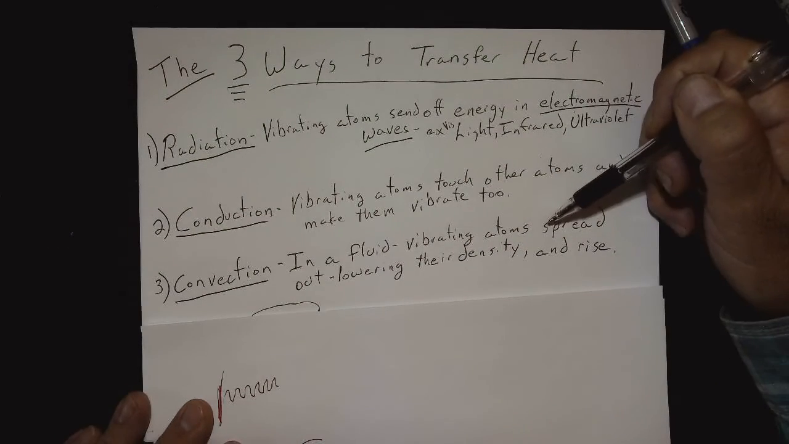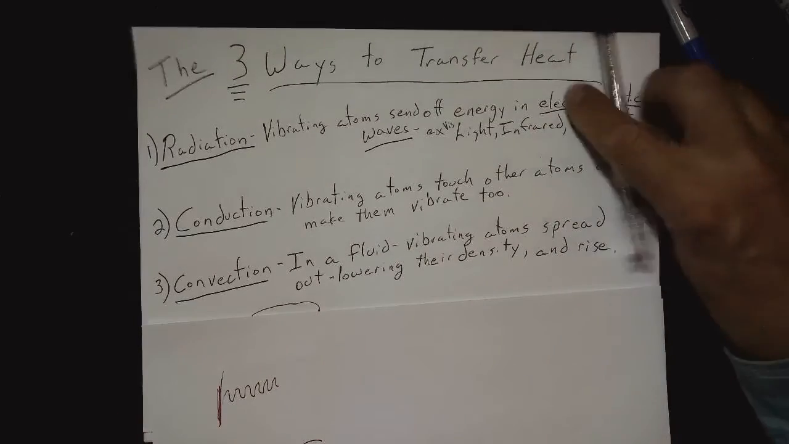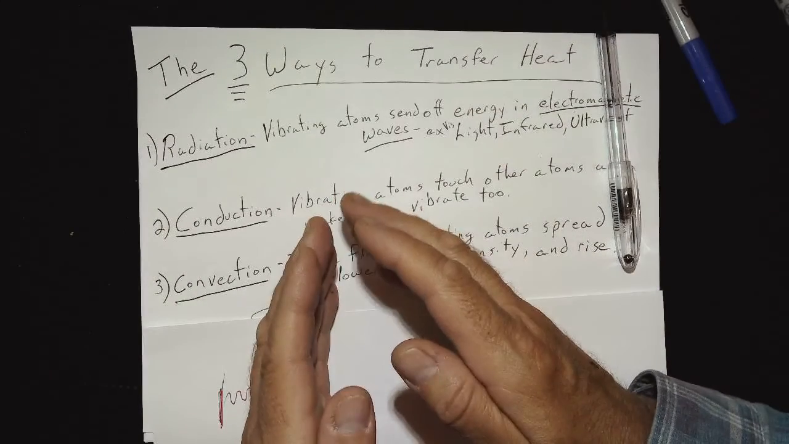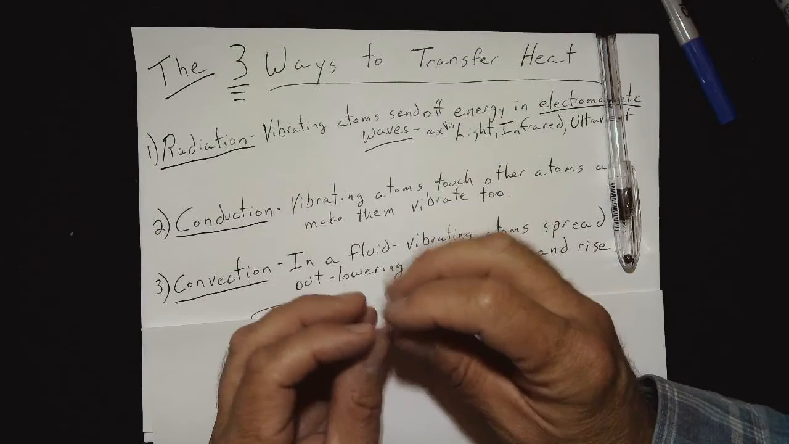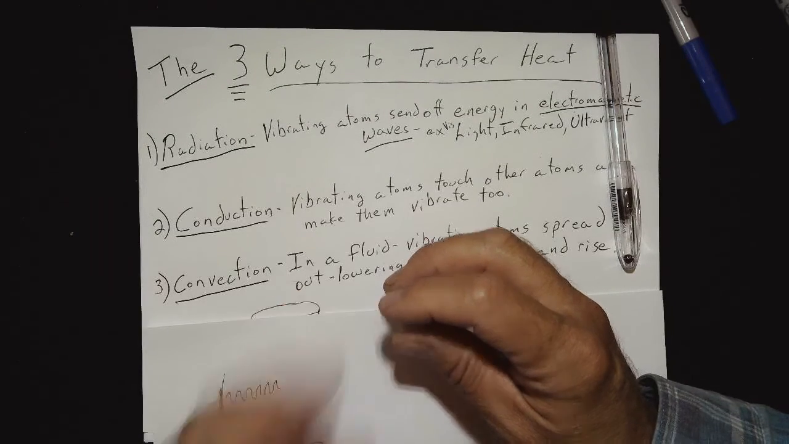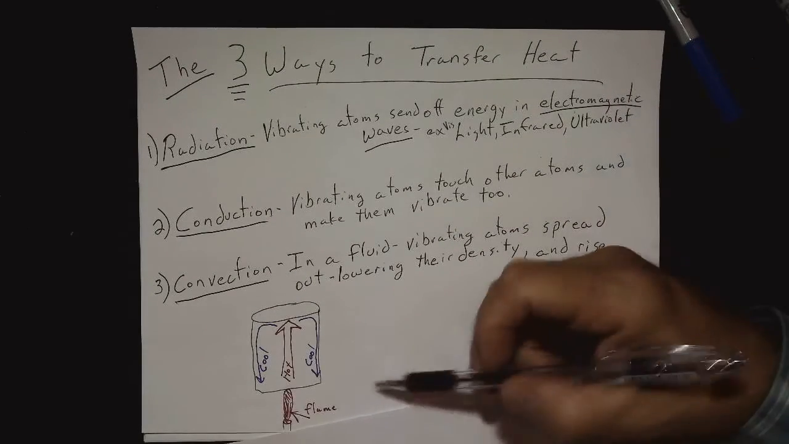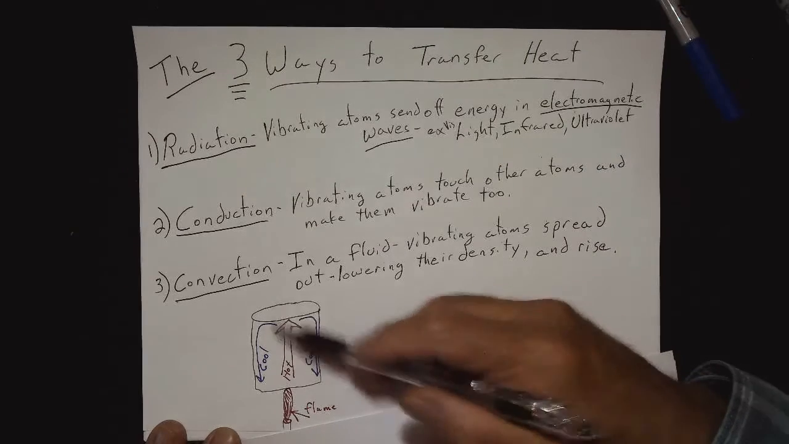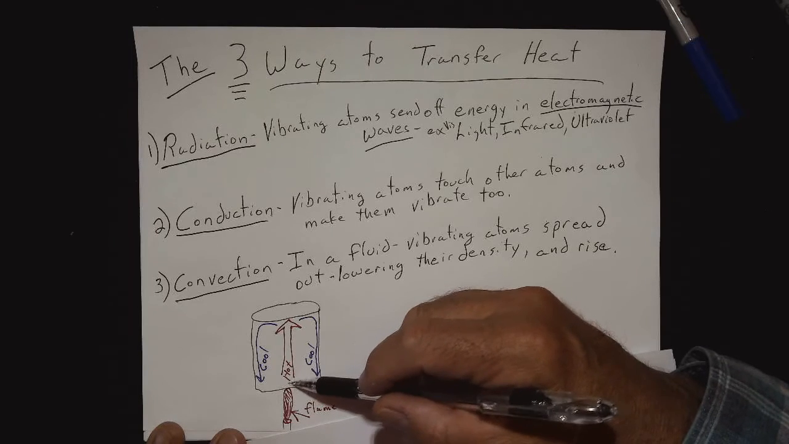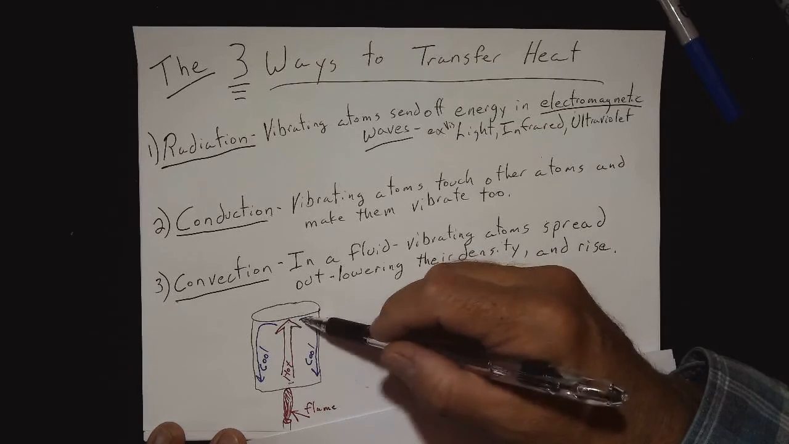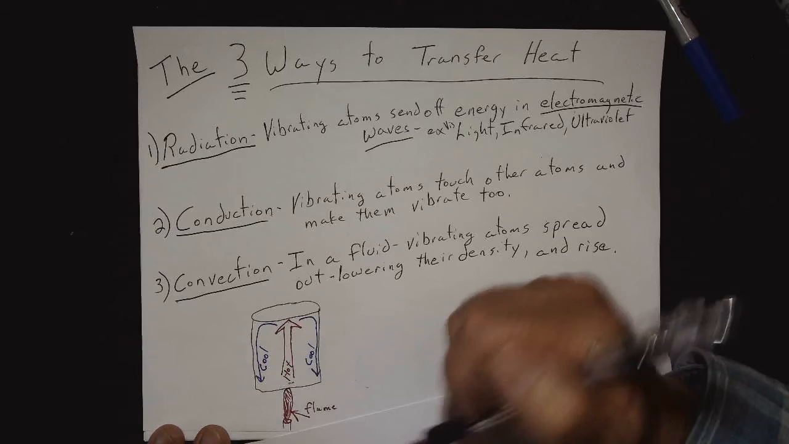The vibrating atoms, like any vibrating thing, will spread out. They'll lower the density, right? When you heat up an object, it expands. In fluid, that happens as well. So in fluid, if you're heating up water, the water molecules are vibrating very fast and they expand. They become less dense and therefore they rise. So this would be an example right here. If you have this beaker on top of a flame, the water will get hot, lower its density, begin to rise. Then as it cools off, it is increasing its density and it'll come back down again.